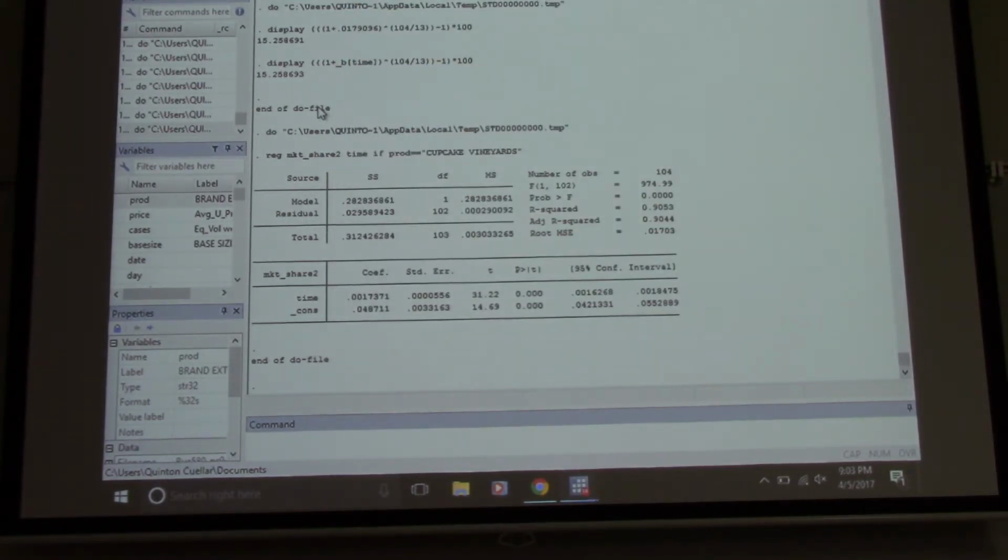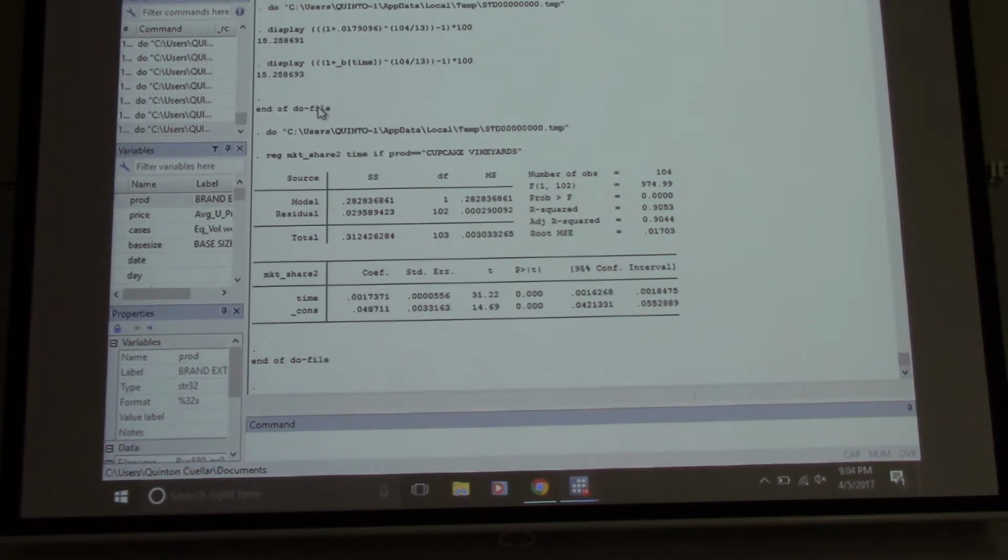Would you want to take the log of this? No, it's already a percentage. So you'd get a percentage of a percentage, and it would be awkward. So this is already a percentage, so you're growing by about 0.1% per period, or 0.1 percentage point per period, more accurately.